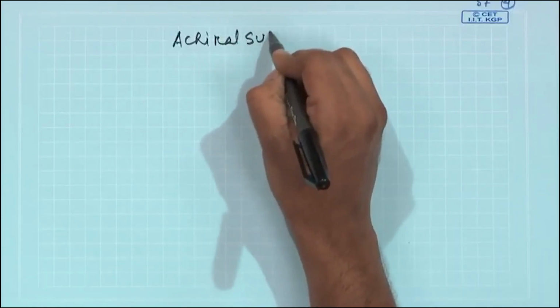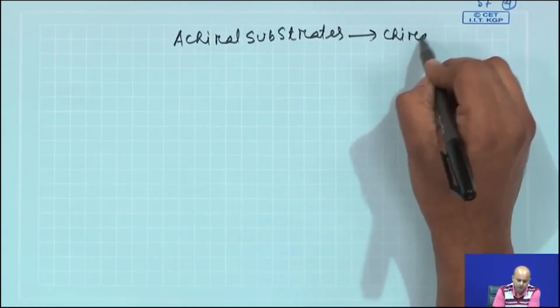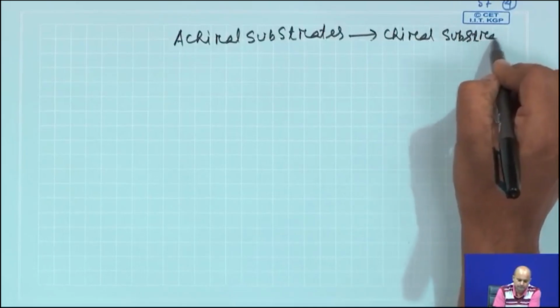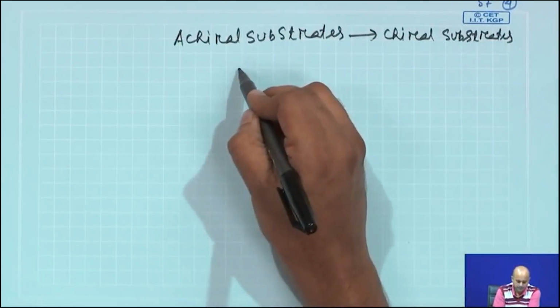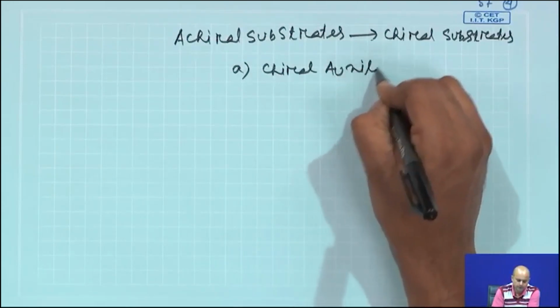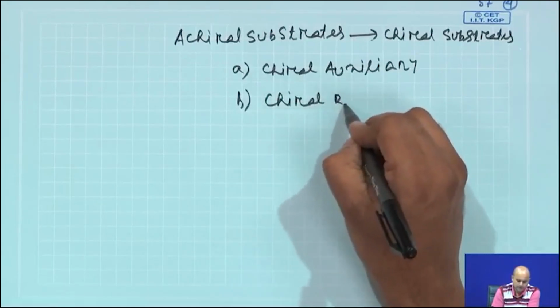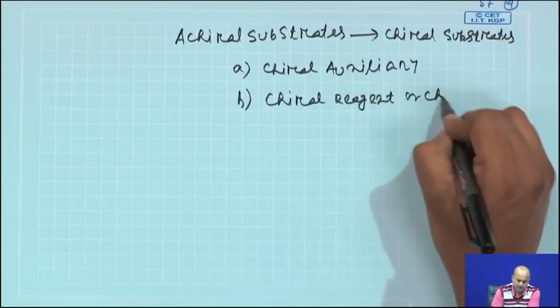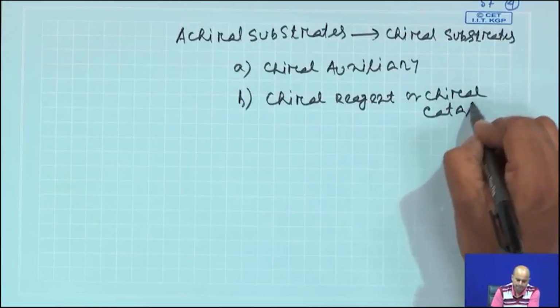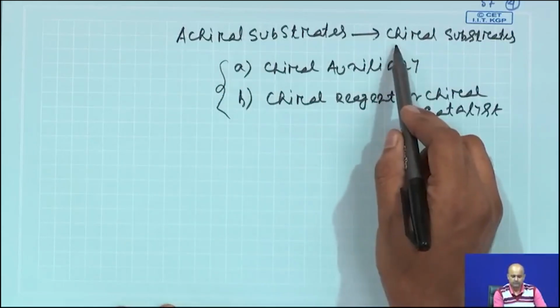In the final part of this absolute asymmetric synthesis, we will talk about what happens if you have achiral substrates. With achiral substrates, what is the usual way to create chiral substrates or to create an asymmetric center? There are numerous ways. The very earlier approach, which is still very popular, is the chiral auxiliary based approach, and the other thing is that you react with a chiral reagent or a chiral catalyst. These are the two principal ways you can start with an achiral substrate and synthesize a chiral substrate.